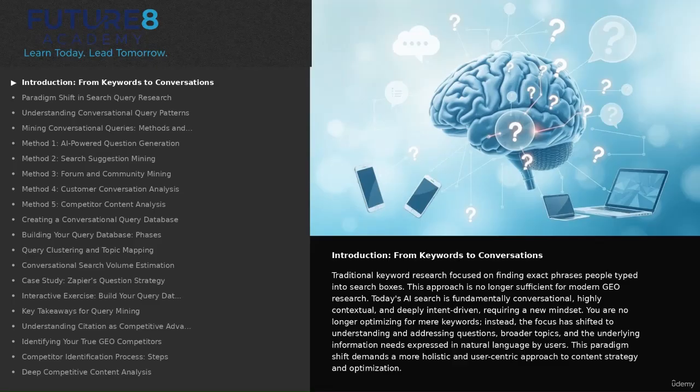You are no longer optimizing for mere keywords. Instead, the focus has shifted to understanding and addressing questions, broader topics, and the underlying information needs expressed in natural language by users. This paradigm shift demands a more holistic and user-centric approach to content strategy and optimization.